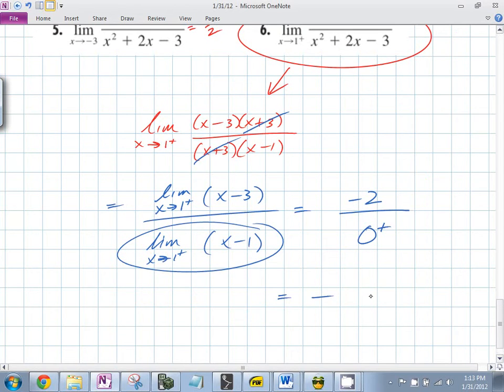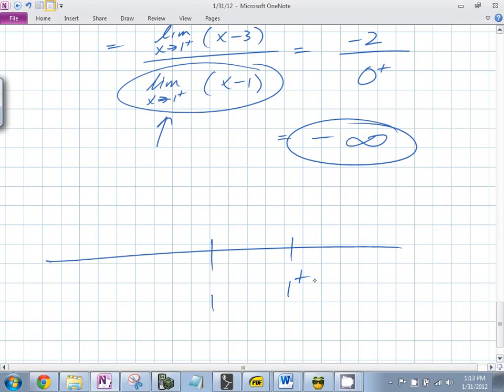What does 1 from the right mean? It means that you have a number line. Here's 1, and here's 1 from the right. You're going closer and closer to it, right? And you're subtracting 1. What happens when you subtract 1 from a number that's slightly greater than 1? Are you left with a positive or a negative number? A positive number. It's getting more and more negative, and it's getting bigger and bigger. Negative. Does that make sense?